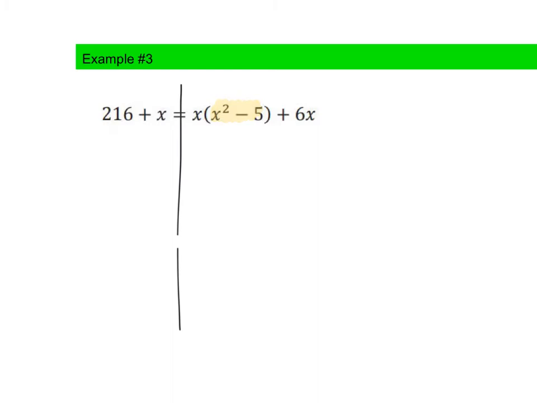Okay? So moving on, I'm going to be looking for multiplication. The only thing that's being multiplied here is this x to everything in the parentheses. So that's what I'm going to do first. X times x squared, this is x to the third power. X times 5 is 5x. And we had a minus sign in the middle, so we're going to keep that minus sign. Everything else stays the same.